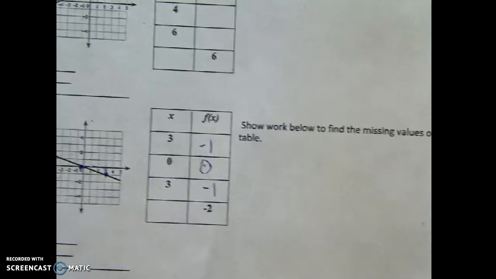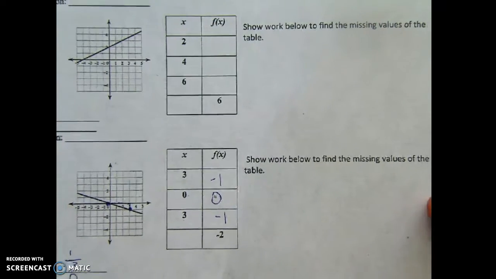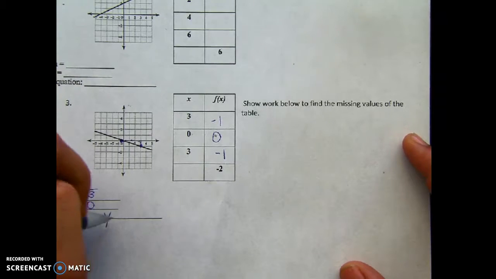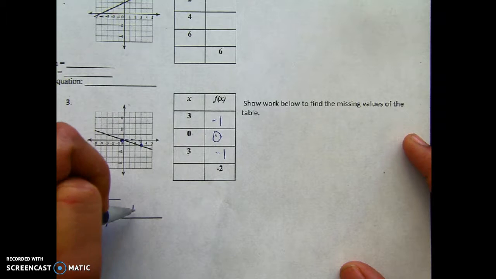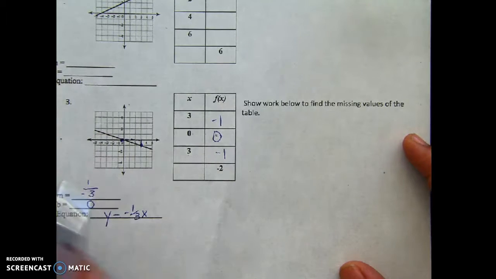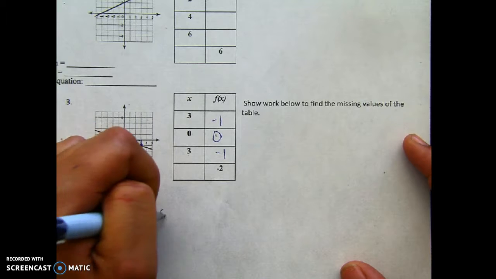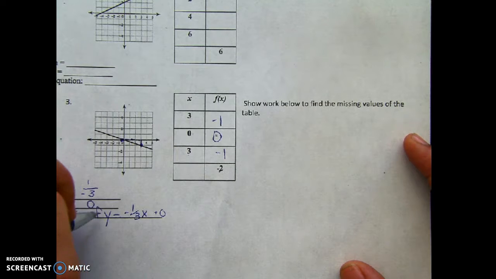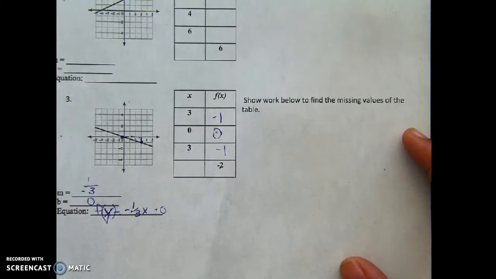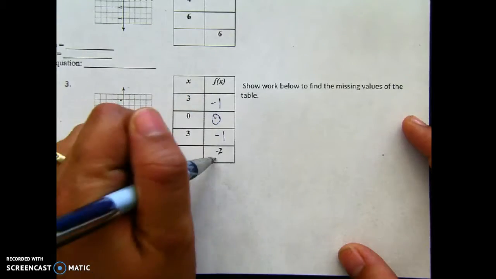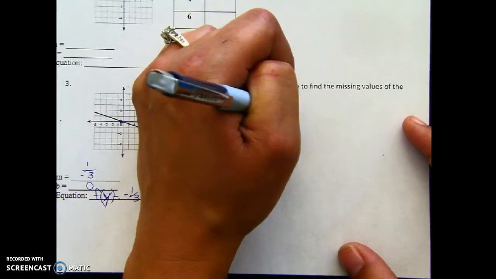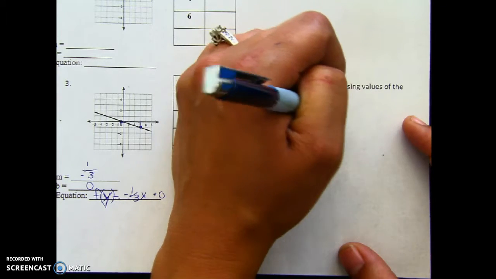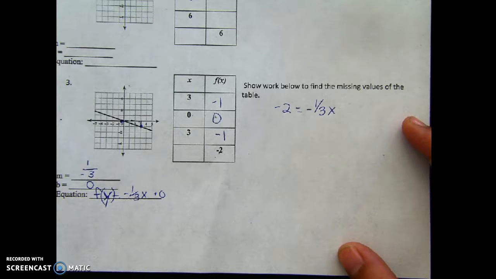Alright, looking back here again, I'm going to write the equation and complete the table. For this, I'm going to say y equals my unit rate, which is -1/3 x. The negative goes with the whole fraction, plus 0. So when f of x is -2, I'm still doing the y, f of x. -2 for f of x equals -1/3 x. You could put your plus 0, but you don't need to.